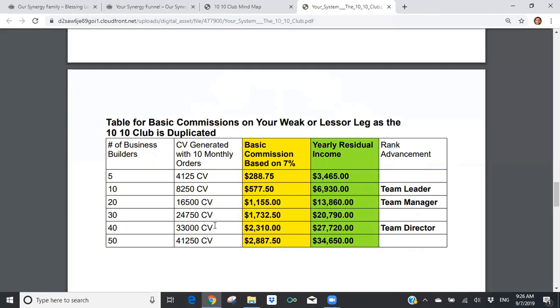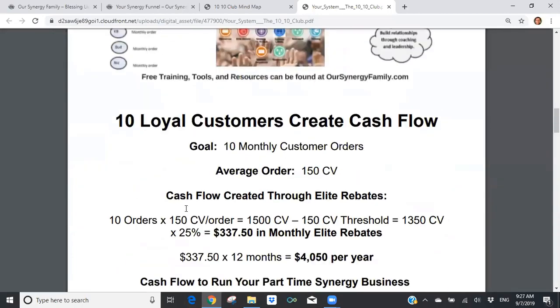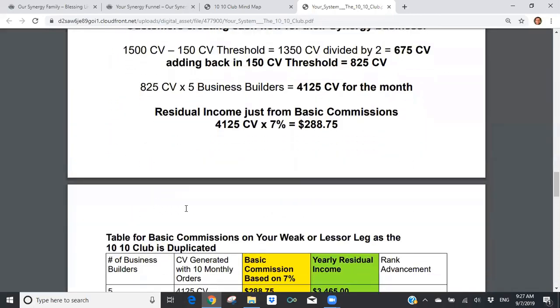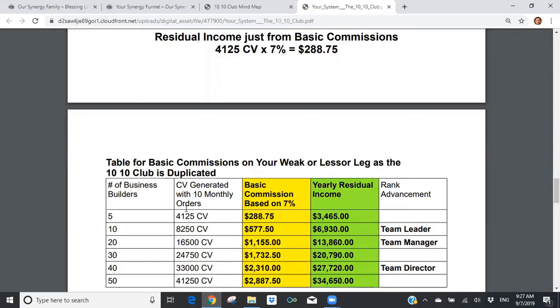And as you can see, the CV in my weak leg now goes up to over 16,000 CV of volume, a little over $1,100 in basic commission, now almost a $14,000 residual income stream with my cash flow that I was achieving up here, another 4,000. So you can see that now this is looking to be a close to a $20,000 business a year. But we're only looking at basic commissions and elite rebates so far. We have not factored in this equation yet mega matches.